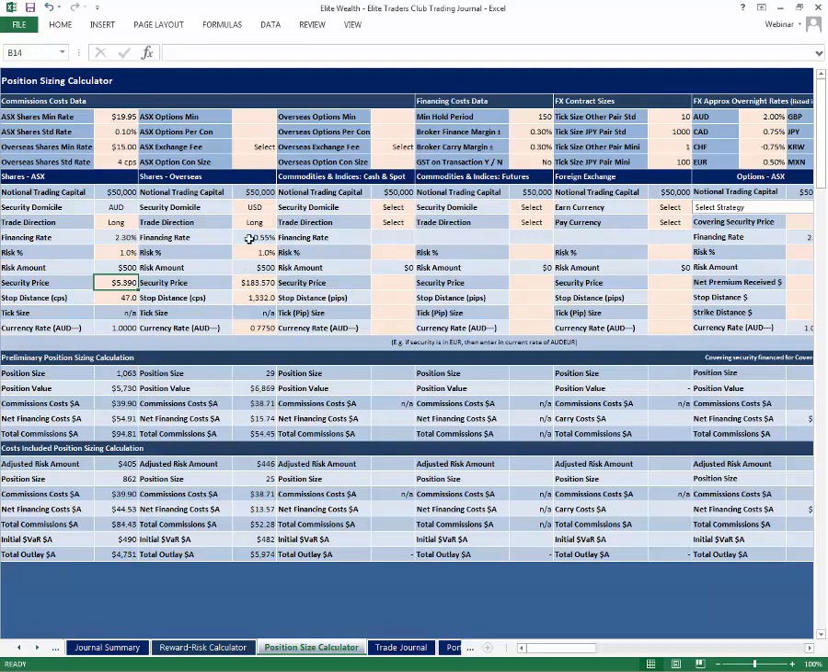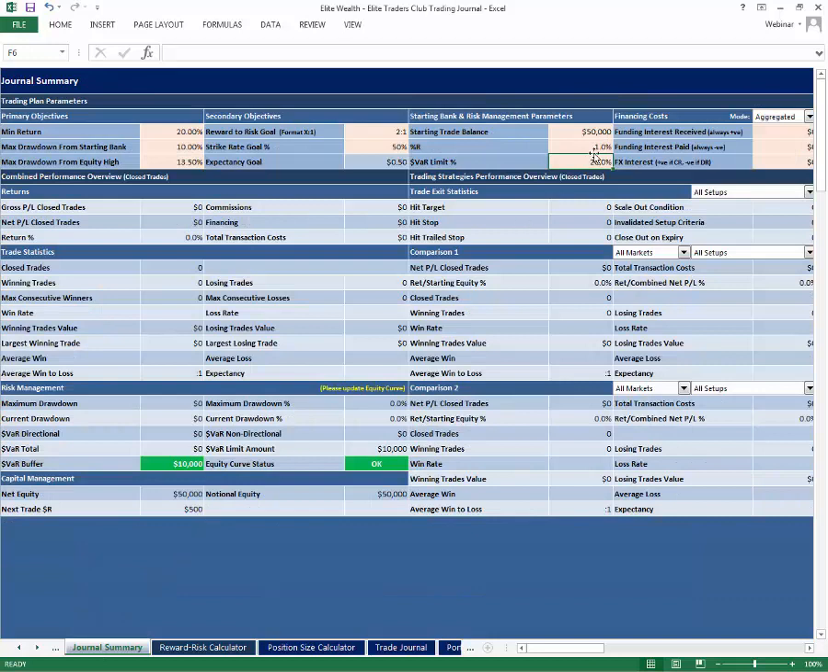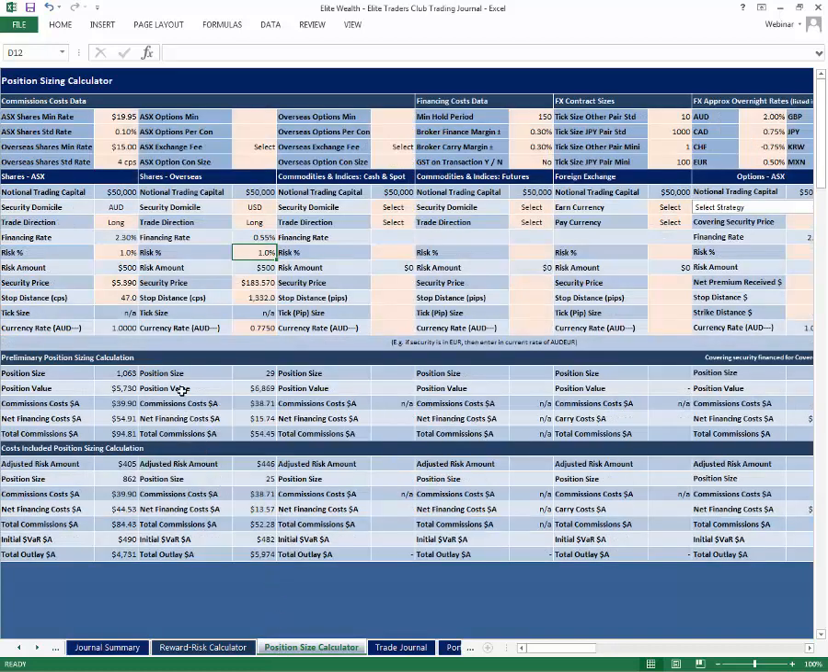If you're trading overseas shares, you'll also need to put in here the percentage risk per trade in this cell. Now you can change these on the journal summary page. 1% is our overall figure. What some people do like to do when they're starting trading is maybe just have a smaller amount in here.